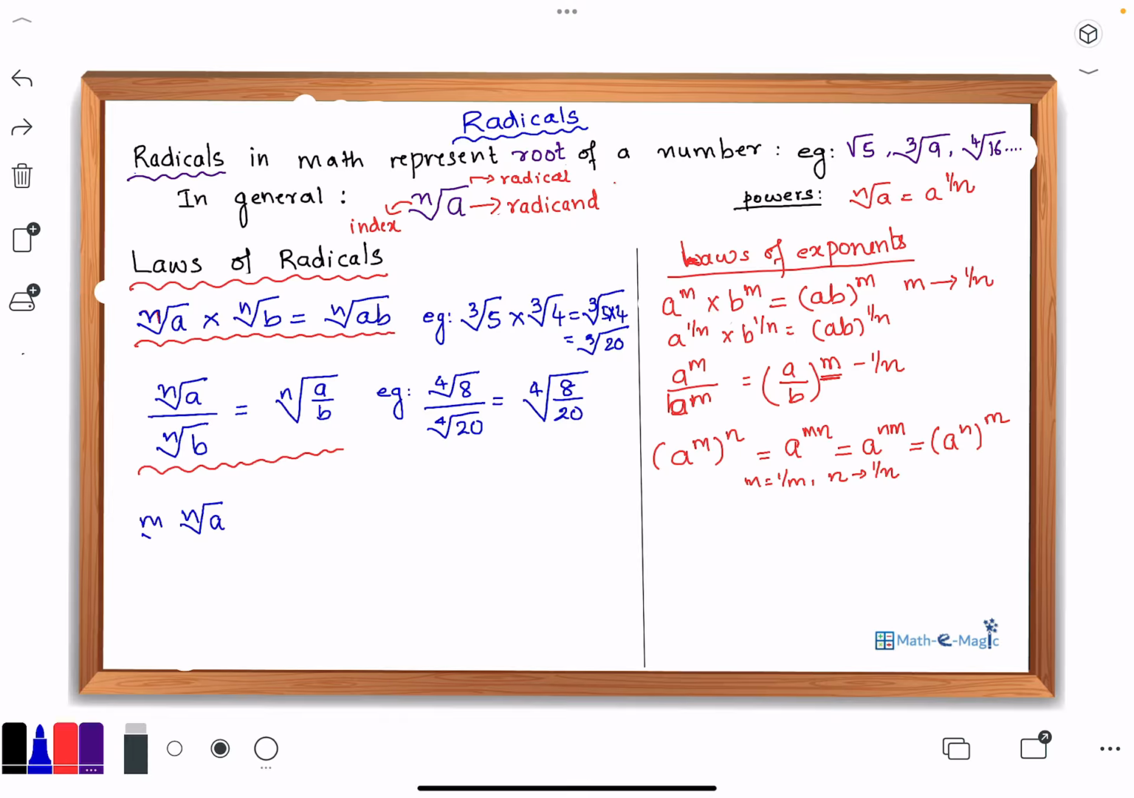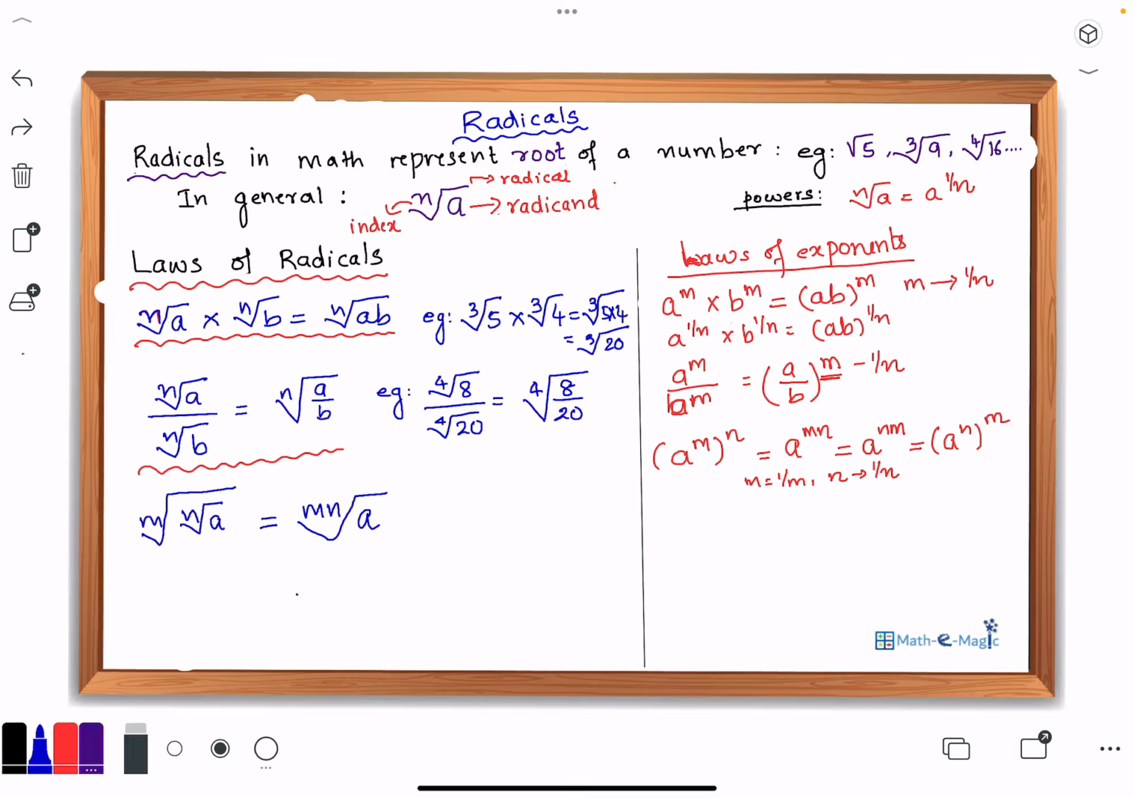So we have the mth root of the nth root of a. This can be written as the mnth root of a. We know that mn means m times n. That means if we have a radical sign under another radical sign, we can multiply those two indexes. It does not have to be the same, they could be different.